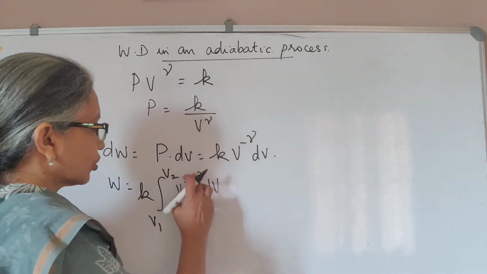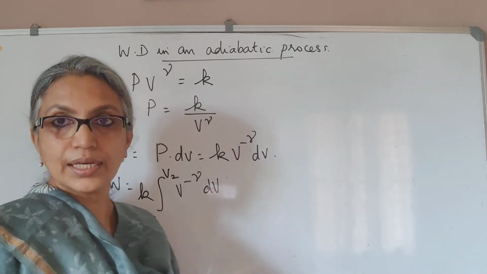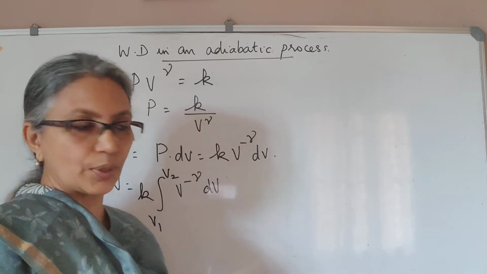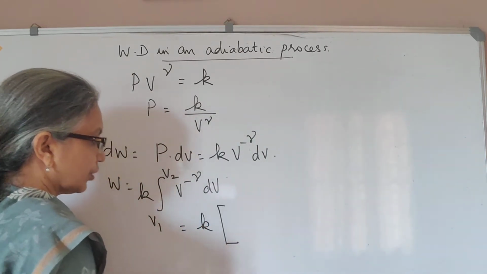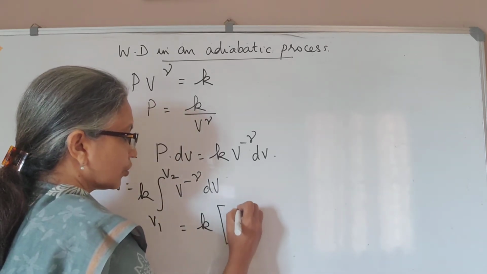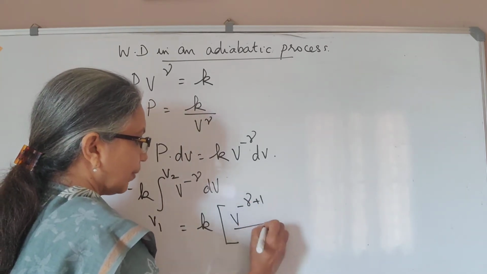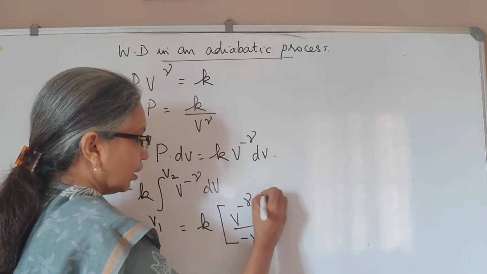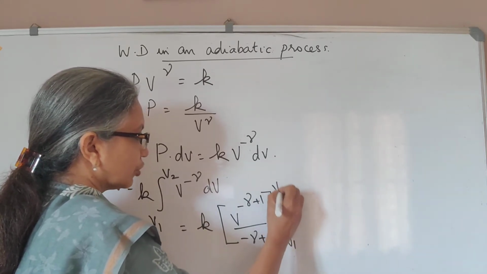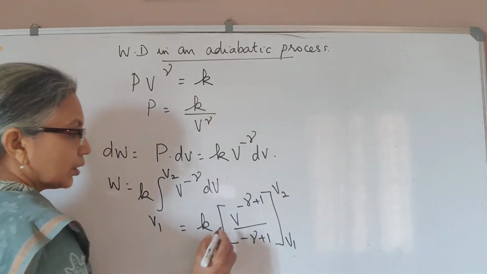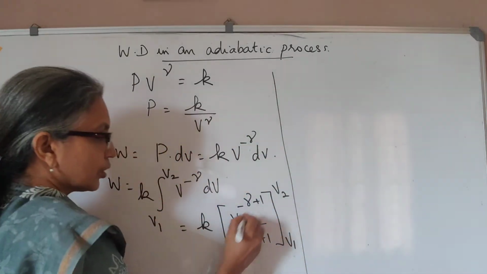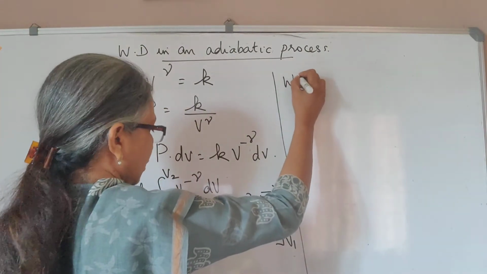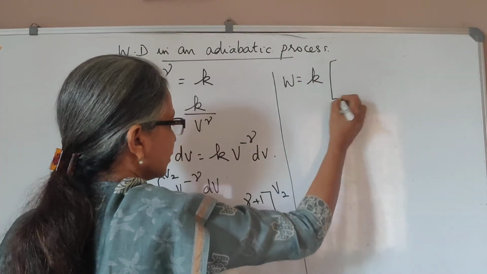As you know, the integral of x raised to n will be x raised to n plus 1 by n plus 1. So I may write this as K, after integration, V raised to minus gamma plus 1 by minus gamma plus 1, as it expands from V1 to V2. Here the upper limit minus the lower limit. So first V has to take the upper limit. So here we have work done equal to K bracket.